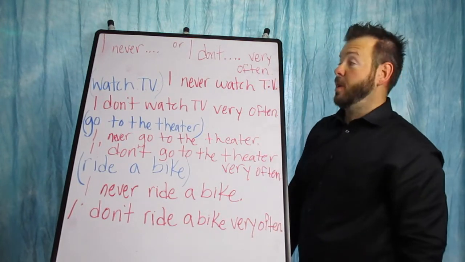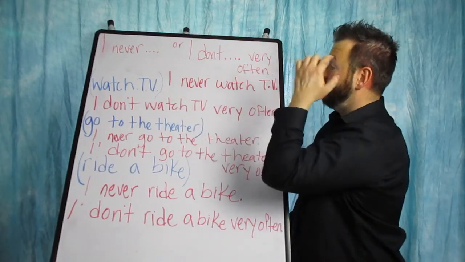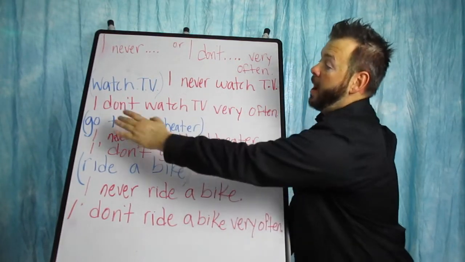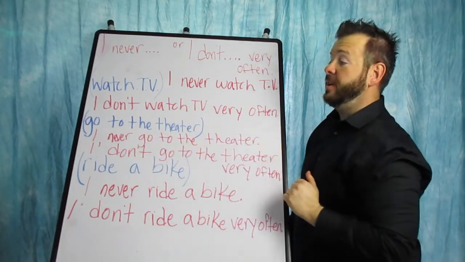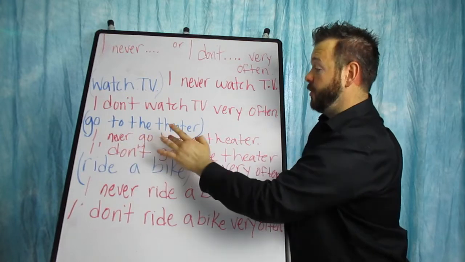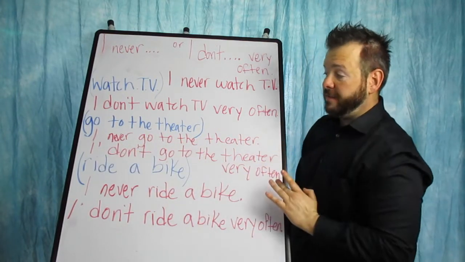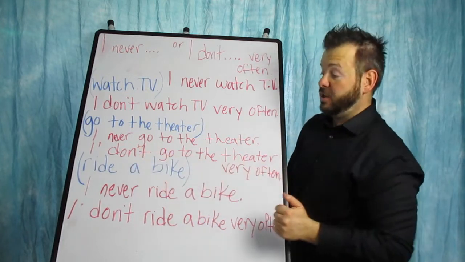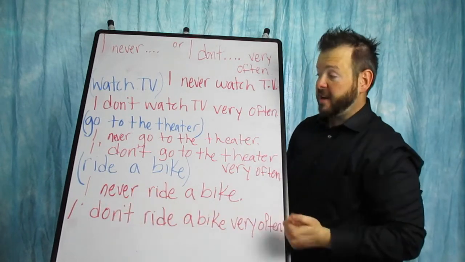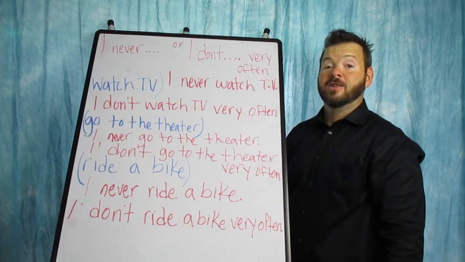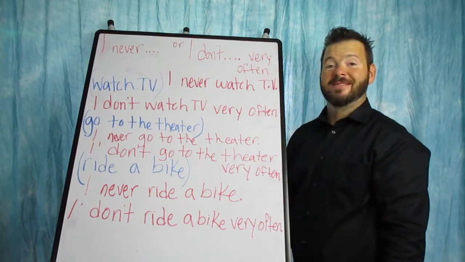Let me read everything one more time for you. So watch TV in negative turns into I never watch TV, and I don't watch TV very often. Go to the theater in negative turns into I never go to the theater, or I don't go to the theater very often. And ride a bike turns into I never ride a bike, or I don't ride a bike very often. Pause it, write it down, and make corrections if you need to.